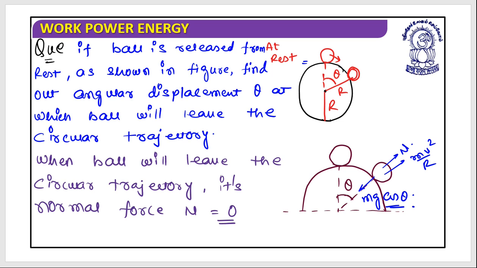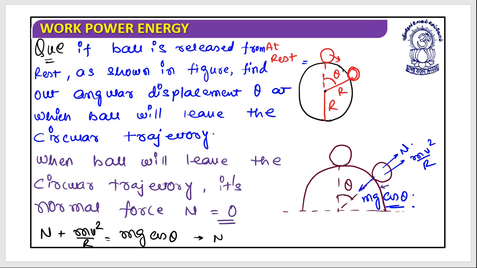Why? Because when it is going to leave this trajectory, it is not in contact with this circle. Yes, and if you are not in contact, normal force would not be acting on you. I hope this is clear. So as normal force is not going to act on you, what you can write is that initially the situation was N plus mv square by r is equal to mg cos theta.